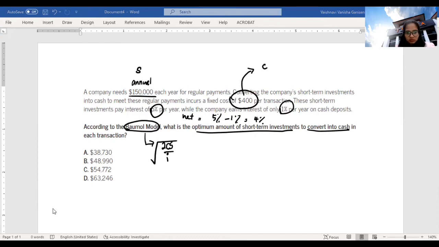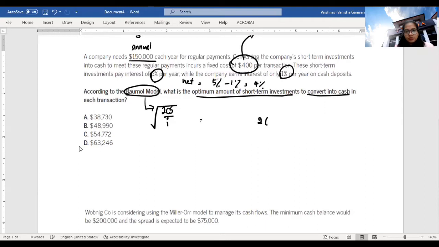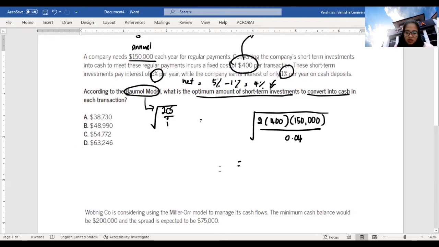Now, so 2, value of C 400, value of S 150,000 over I is 0.04. I already did the calculation here. Square root. What is the value? 2 multiply by 400, multiply 150,000, divide by 0.04. Okay, square root, you have the answer should be 54,772.